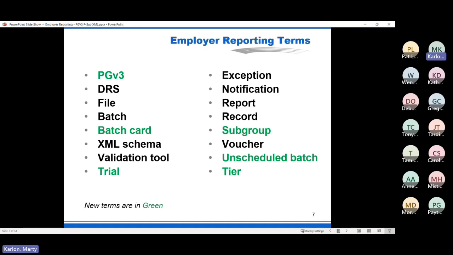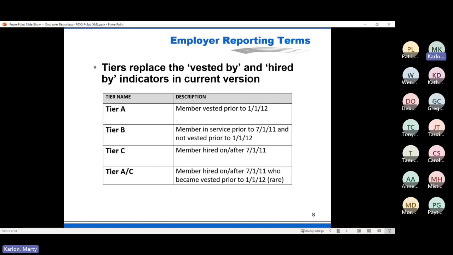Unscheduled subgroup, I'm sorry, subgroup. This is the plan that the members are enrolled in, for instance, employee political subdivision, police political subdivision, etc. So that's going to show up on the voucher. Unscheduled batch is a new feature where employers can create additional unscheduled batches outside the regular monthly batches that we schedule every year. And Joy will talk about what you would be doing that for later on in the presentation. And finally, tier. This is a newer, more accurate way to refer to the different benefit levels and employer reporting requirements based on when a member was vested or hired. The tiers wording is going to replace the vested by and hired by indicators in the current version, those checkboxes that you see.